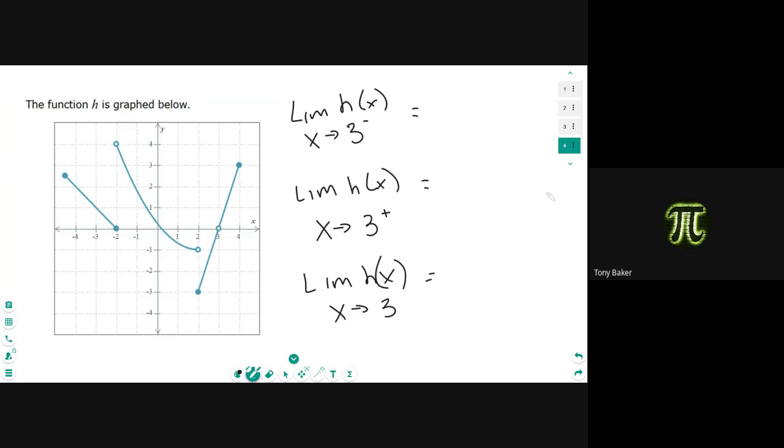All right, what's the limit as x goes to 3 from the left? Zero. What's the limit as x goes to 3 from the right? 0. So what's the limit as x goes to 3? It is 0. Okay, make sense? Good.